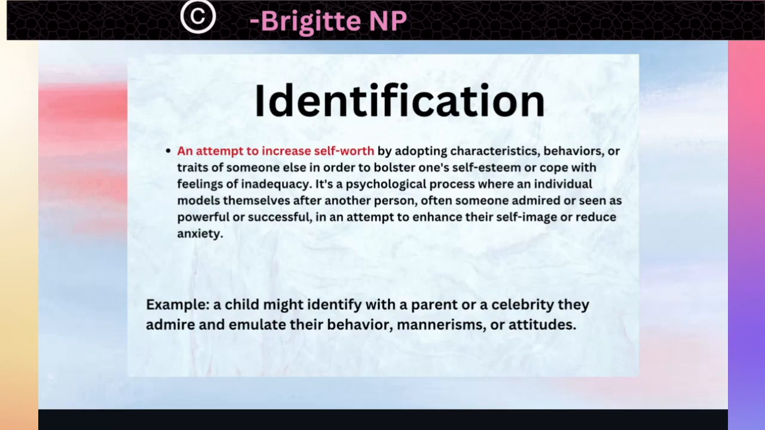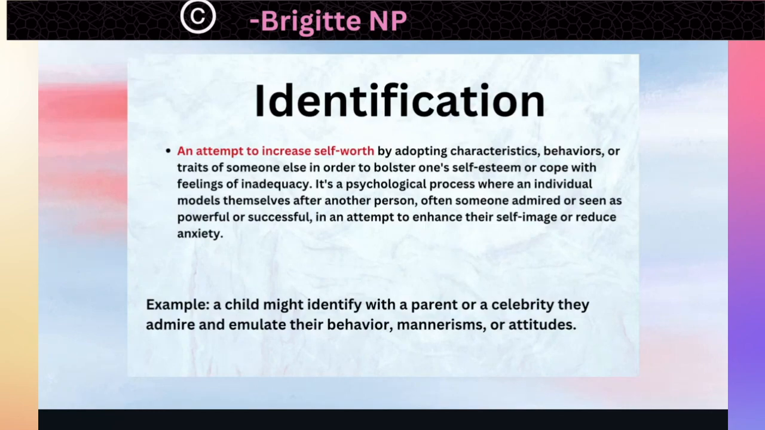An example might be a child. A child might identify with a parent or a celebrity they admire and emulate their behavior, mannerisms, or attitudes. Some additional information about identification is that there's direct identification, and this occurs when an individual identifies with specific qualities or attributes of another person.